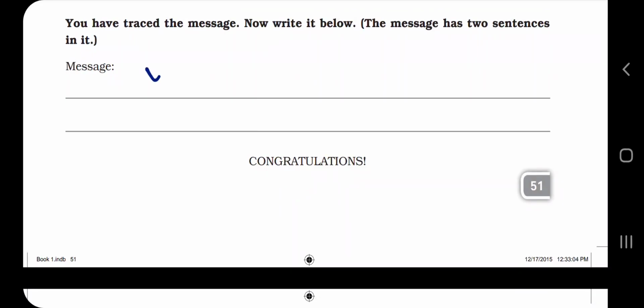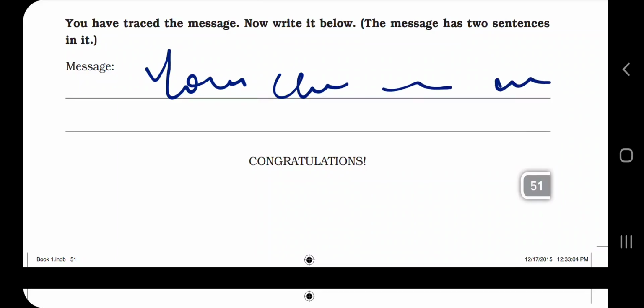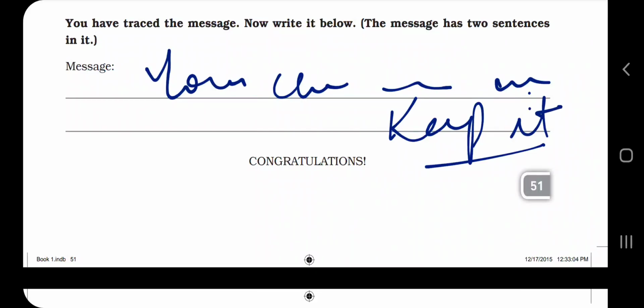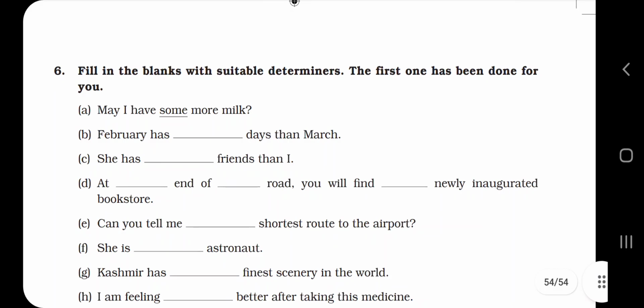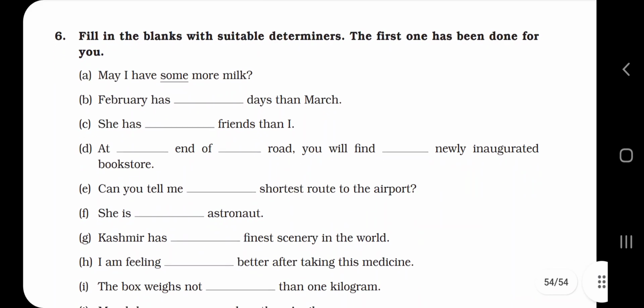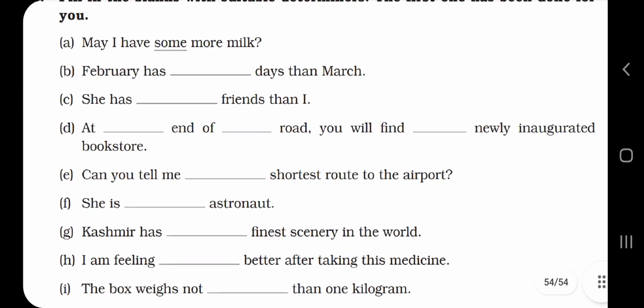It must be like you are smart, you are clever, smart and intelligent. Keep it up. Such kind of sentence will come up. Please do it yourself. Now let's fill in the blanks with suitable determiners. The first one has been done for you. May I have some more milk?